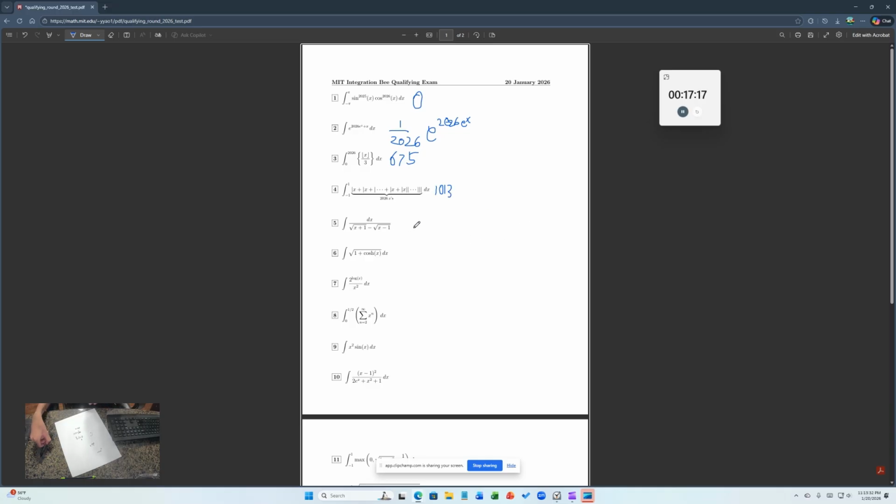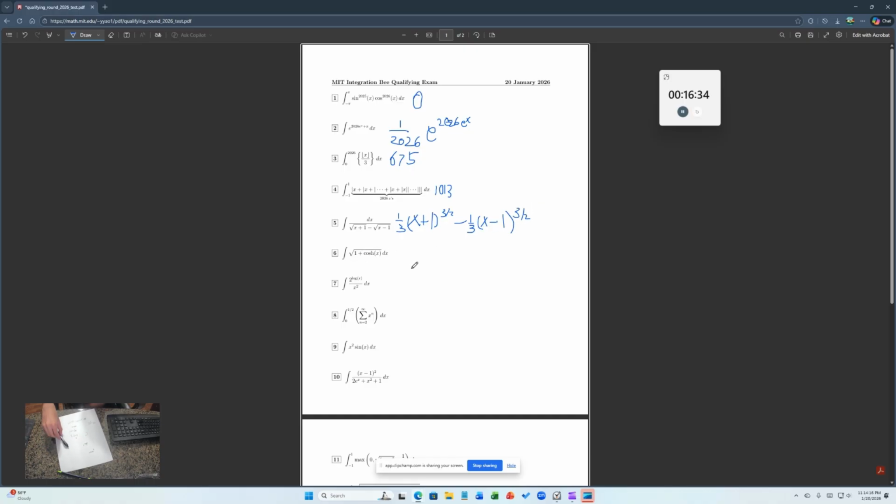Okay, so this one, I think you just rationalize the denominator. That's just x plus 1, square root x plus 1 plus square root x minus 1, all over 2, I think. Then this becomes 1/3 (x plus 1) to the 3/2 minus 1/3 (x minus 1) to the 3/2, because it's normally 2/3, but then we divide by 2. So that's the answer to that one.